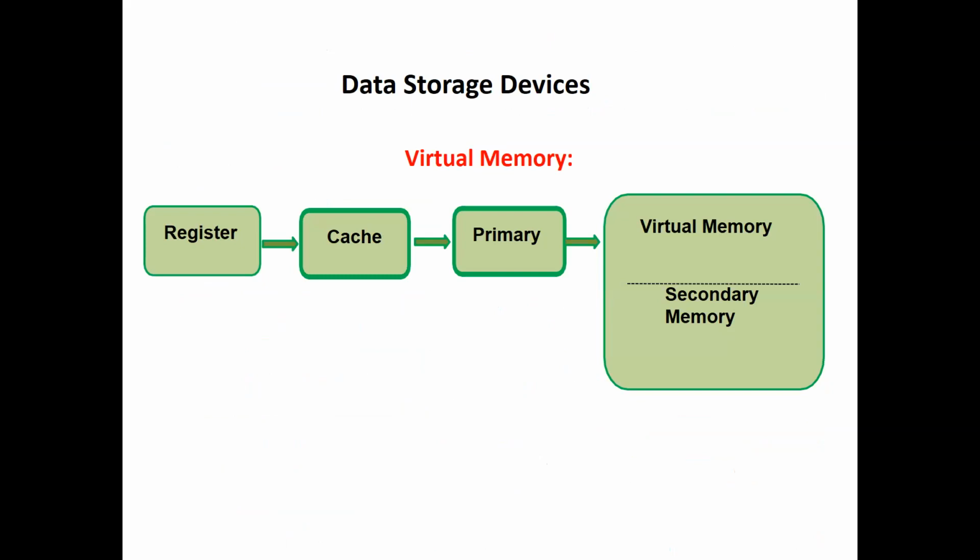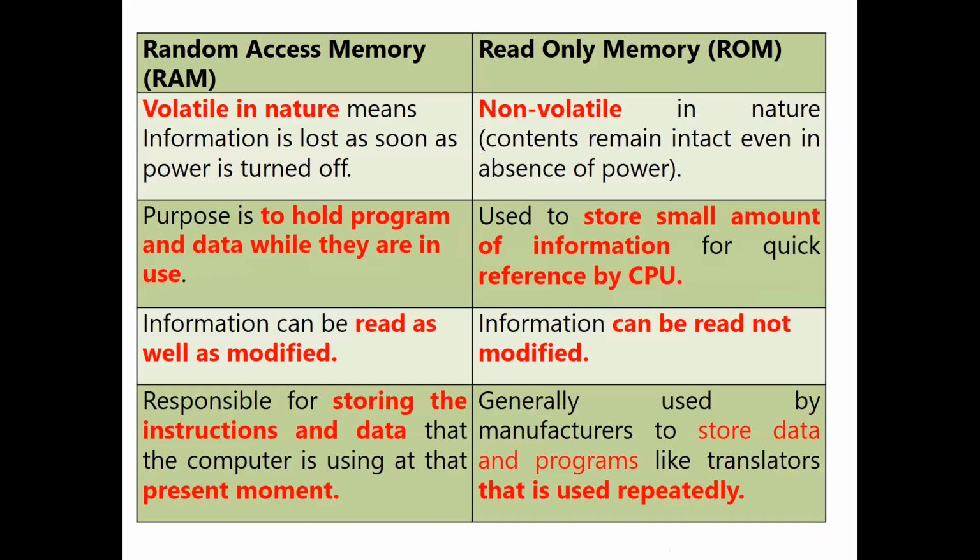So register, cache, primary memory, I have explained. Now this is sometimes asked as a 2-mark question. I'll quickly scroll through this. RAM and ROM difference. The red lines alone I'm reading just for understanding. RAM is normally volatile in nature. ROM is non-volatile. Non-volatile means it is not erased. Second thing, RAM is to hold the program and data while they are in use, that is, during the time of processing.